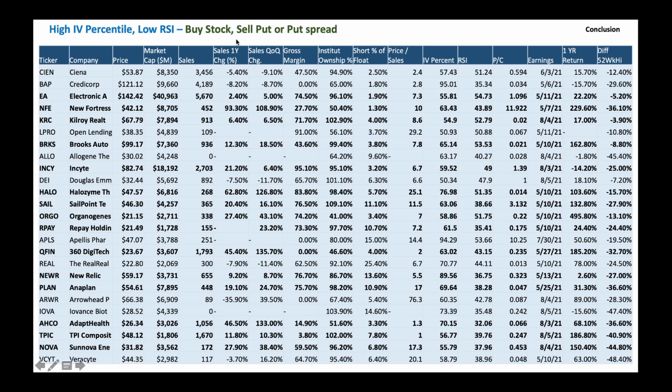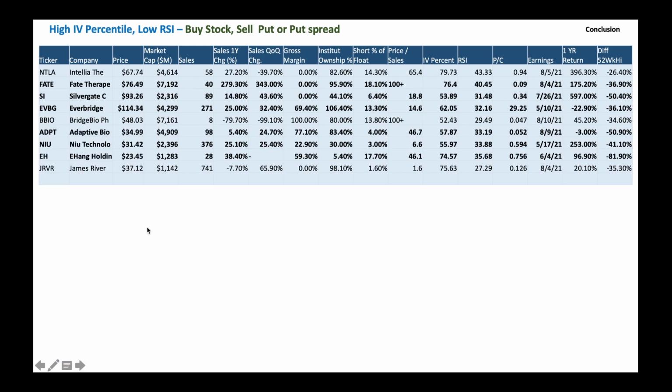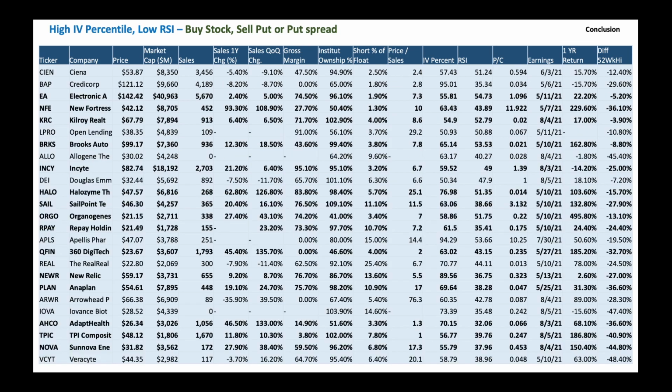And because RSI is low, the stock is really oversold. It's ready for a bounce back. So that's a good strategy to buy stock, because you're looking for appreciation. RSI is low, meaning the stock is beaten down and ready for a bounce back. And I've got a few more stocks here with high IV percentile and low RSI. You could buy the stock outright or sell put or put spread. So with that, let's jump in and look at some of the strategies here.